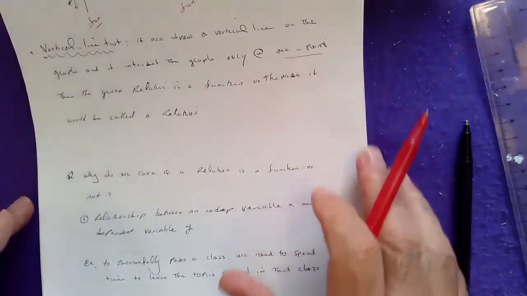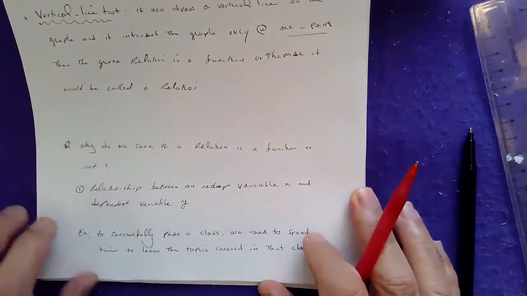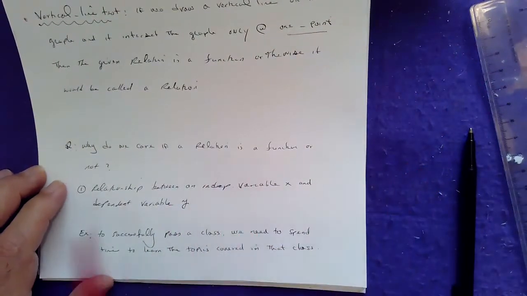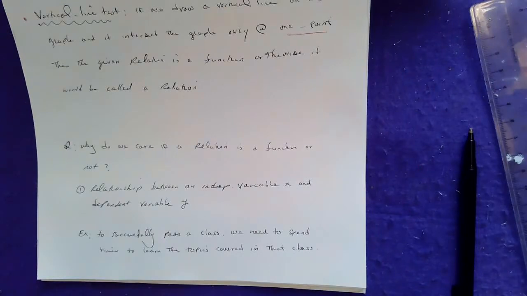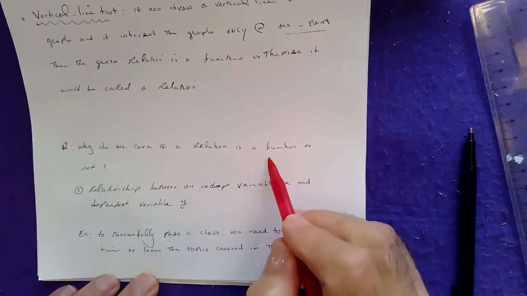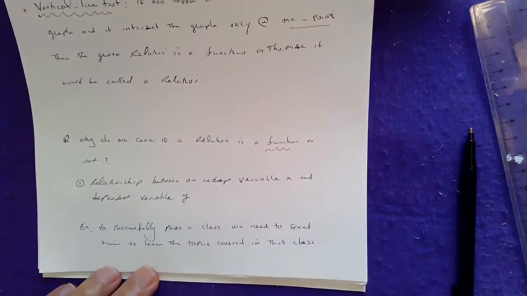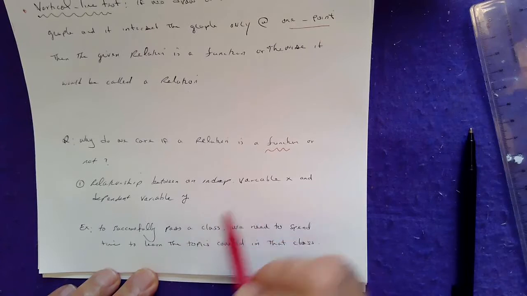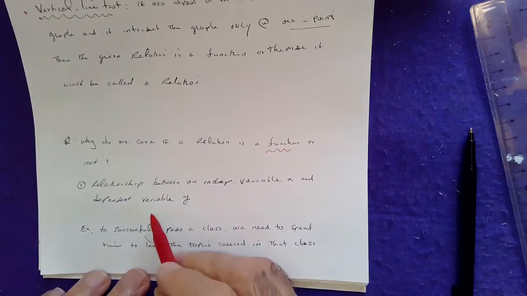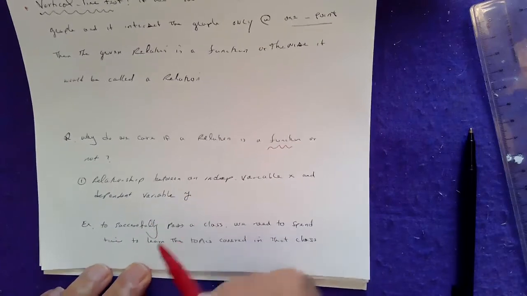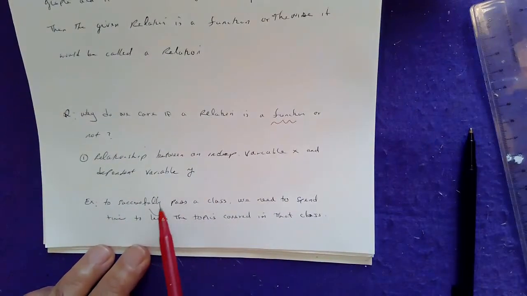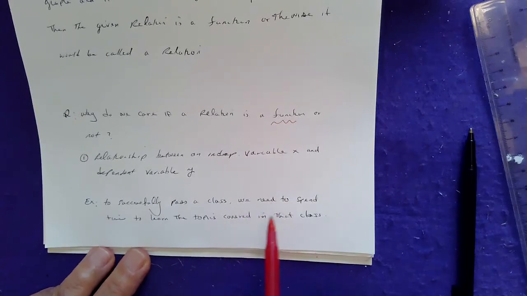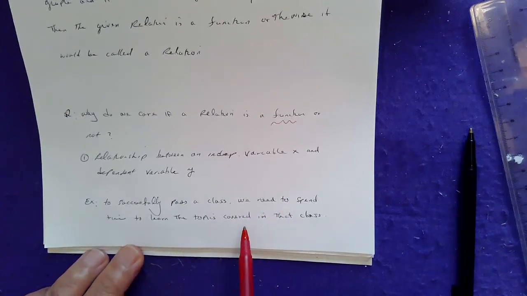So the 64 million buck question is, why do we care if we have a relation or a function? Well, it turns out functions have a lot of applications in real life, because they describe the relationship between an independent variable x and the dependent variable y. For instance, in real life, you might say, to successfully pass this class, we need to spend time to learn the topics covered in this class.